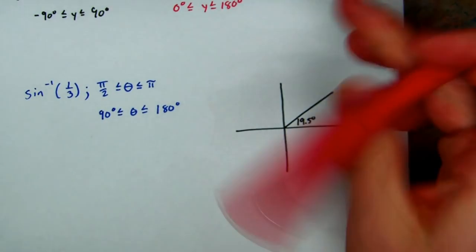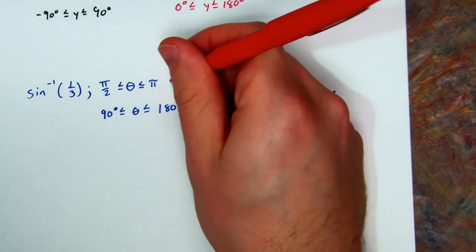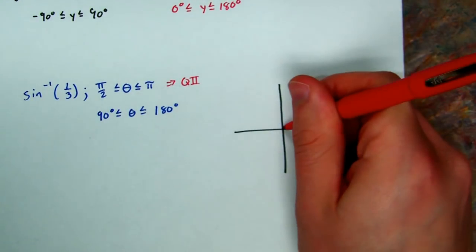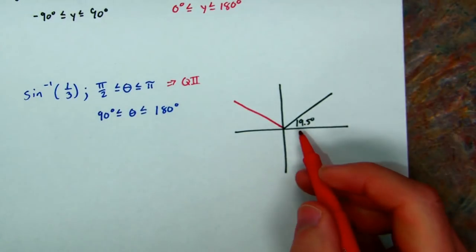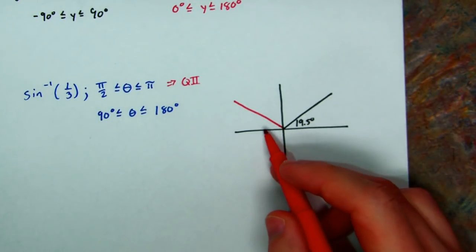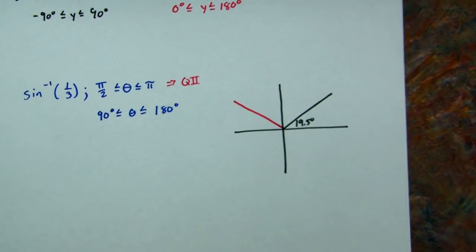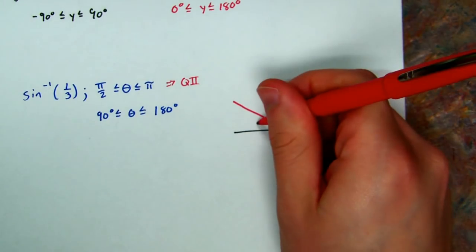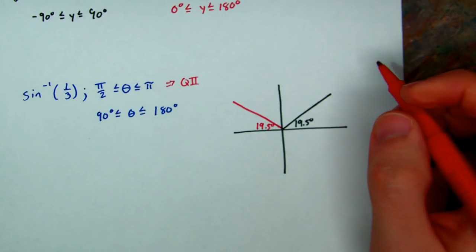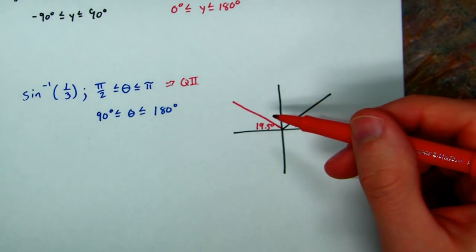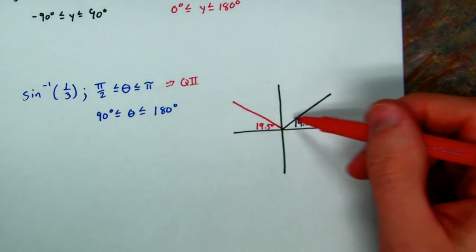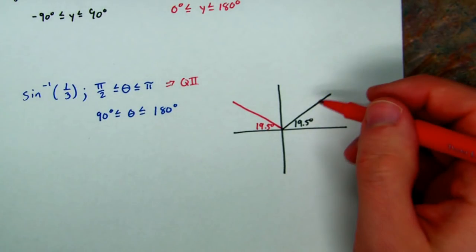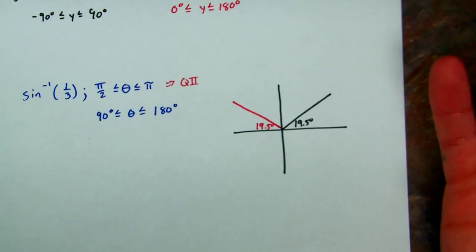Now 90 degrees to 180 is quadrant 2. This implies my answer has to be in quadrant 2. So I have to find an angle that has the same sine value, but is located in quadrant 2. Now here's how we do it. 19.5 degrees ultimately becomes our reference angle. If you remember back to evaluating trig functions, angles that have the same reference angle don't always have the same value, but they're really close, meaning that the signs will be flipped or so on.